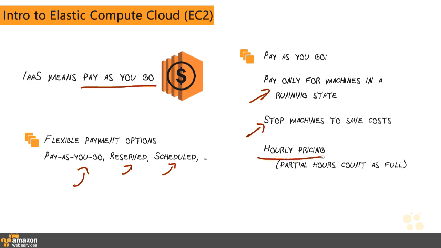And pricing is hourly when you pay as you go, with the note that partial hours count as full. So if you have a machine running for 2 hours and 15 minutes, that'll cost you 3 hours of machine time. But paying for it hourly means that whenever you need to shut down or turn off these machines to save cost, you can do so very easily. This is where the elastic part comes in. These are very elastic, very scalable, so that you don't have to pay for any more than you actually need to run your software implementation.